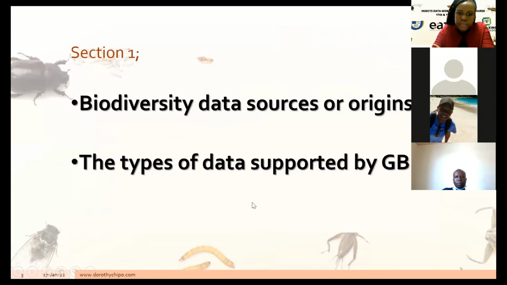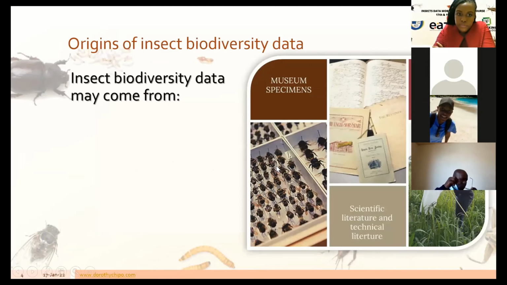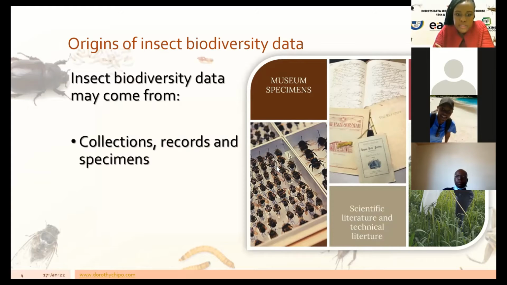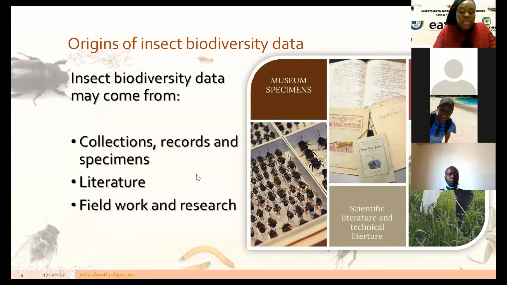In this section, I'm going to talk about the first two sources of data and also the types of data that are supported by GBIF. Insect data comes from different places, and sometimes it's very complex and sometimes simple. You can get it from collections or records, like museum specimens, or from scientific literature or just technical literature. When it comes to literature, it can be a master's thesis or a PhD thesis, something that has not been published or something that has been published. You can find a lot of data.